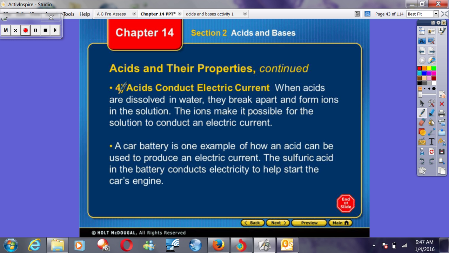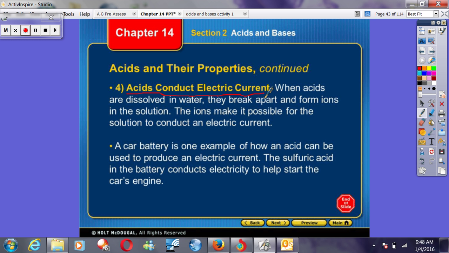Number 4 is acids conduct electric current. When acids are dissolved in water and start breaking apart, they form ions in the solution. The ions make it possible for a solution to conduct electric current. I'll show you a video when you get back of an acid being poured in water and producing electricity, turning on a light bulb or something.